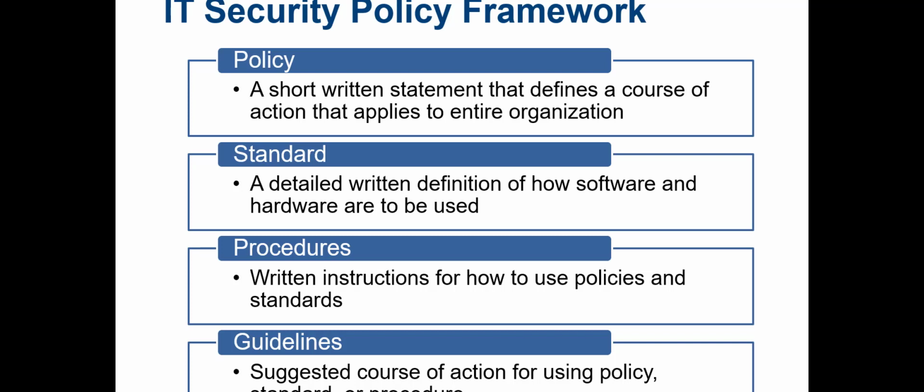A standard is a detailed written definition for hardware and software and how they are to be used. Standards ensure that consistent security controls are used throughout the IT system. Procedures are written instructions for how to use policies and standards. They may include a plan of action, installation, testing, and auditing for security controls. And finally, a guideline is a suggested course of action for using the policy, standards, or procedures. Guidelines can be specific or flexible regarding their use.